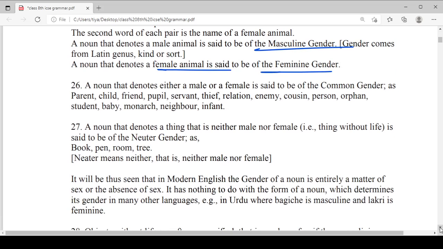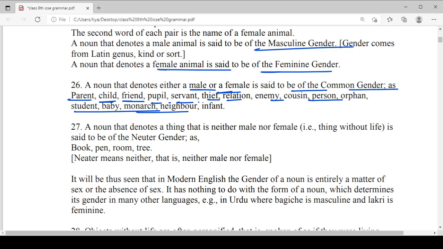A noun that denotes either male or female is said to be the common gender, like parent, child, friend, pupil, student, servant, thief, relation, enemy, cousin, person, orphan, baby, monarch, and many other examples. Okay, all these examples are called the common gender because by looking at them we cannot identify whether this is the male gender or the female gender. They are just called the common gender.